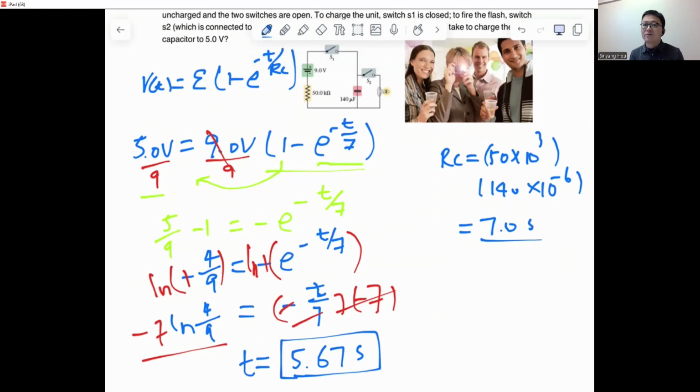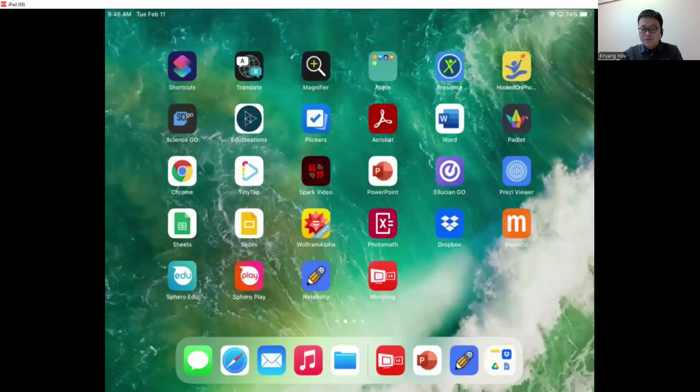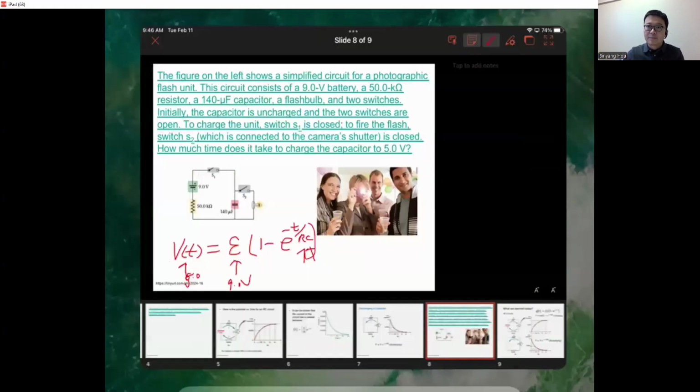If you ever use a digital camera, you can try it. You cannot click on the flashlight constantly, right? It will take a few seconds to charge it up. Okay, all right, so going back to the slide.